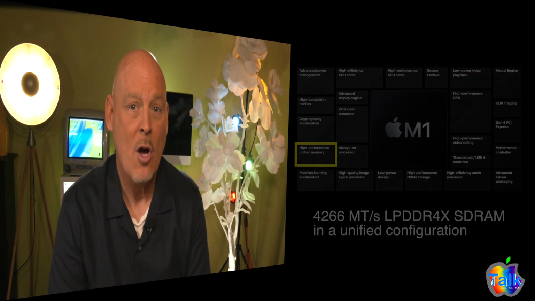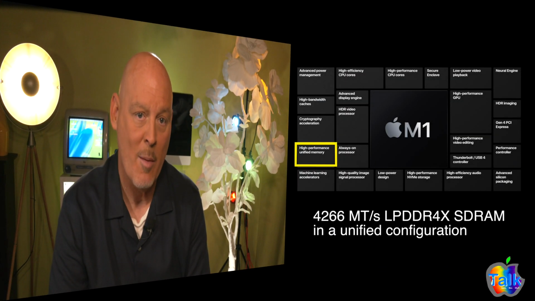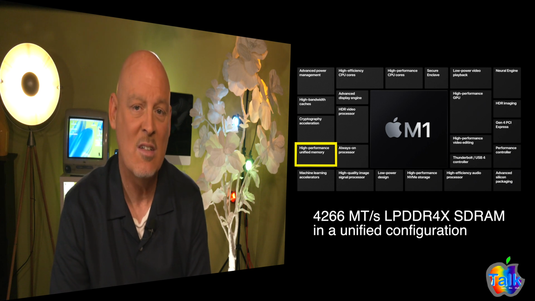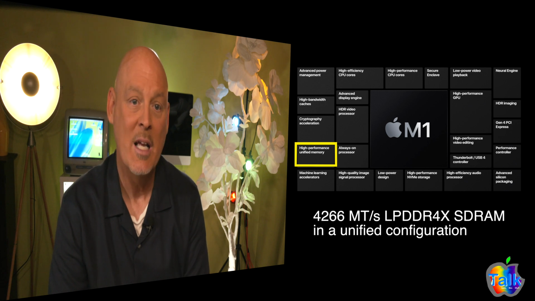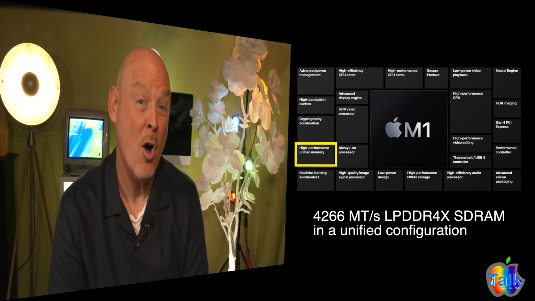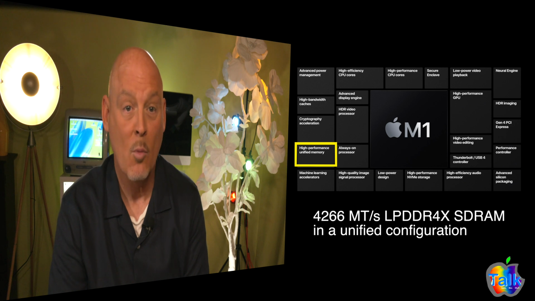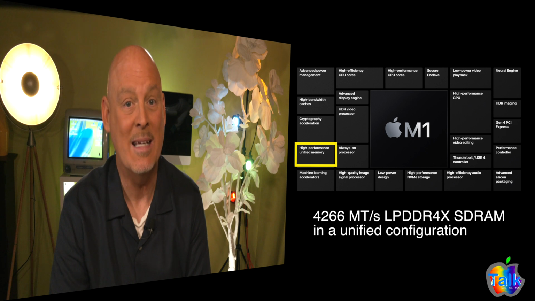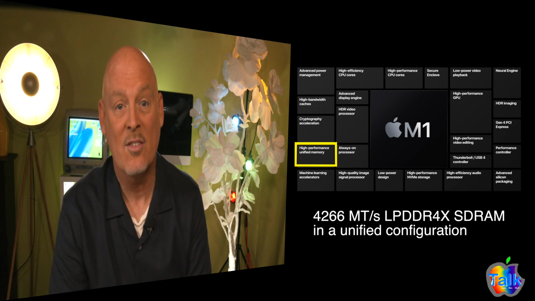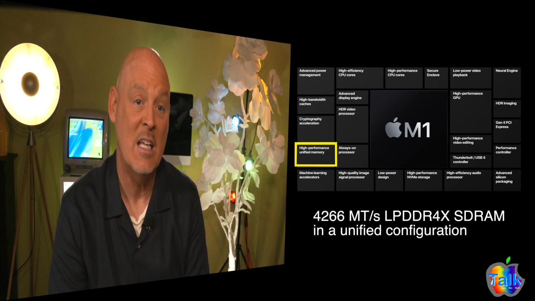Finally, there's a fabric cache that serves essentially as an L3 cache for all of the cores. Apple hasn't released its capacity, and why this is such a big secret is really anyone's guess. So now let's talk RAM, or what Apple is calling integrated memory. This memory is 4266 megatransfers per second LPDDR4X SDRAM in a unified configuration shared by all components of the processor. More on why that's so important later. Hint: speed, baby, speed.